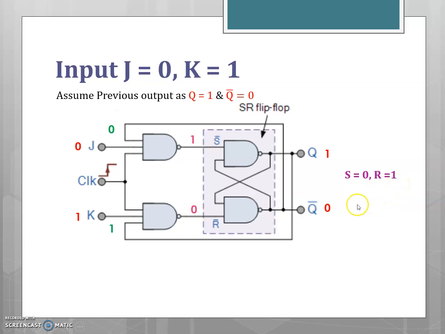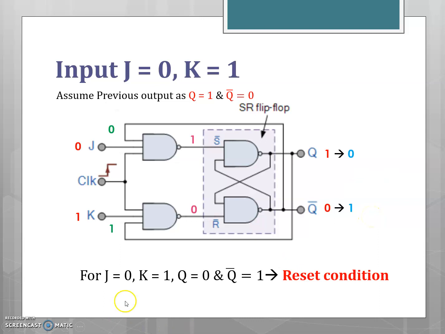So for SR flip-flop with S equal to 0 and R equal to 1, the output is in reset condition, so that Q is equal to 0 and Q bar equal to 1. For J equal to 0 and K equal to 1, the output Q equal to 0, it is in the reset condition.